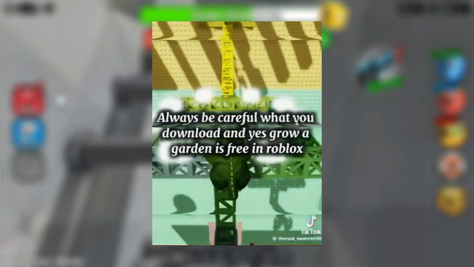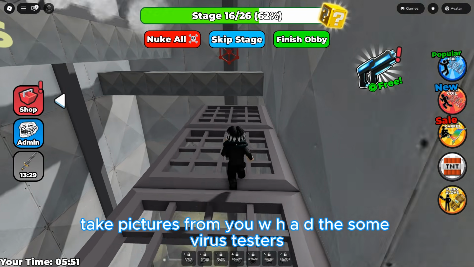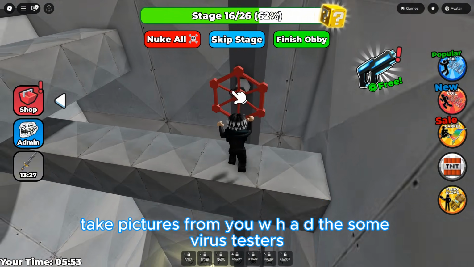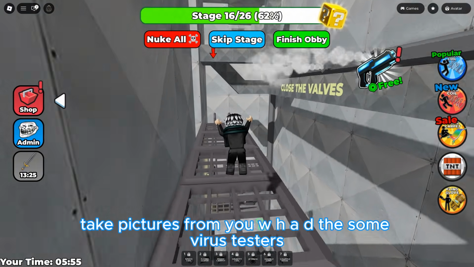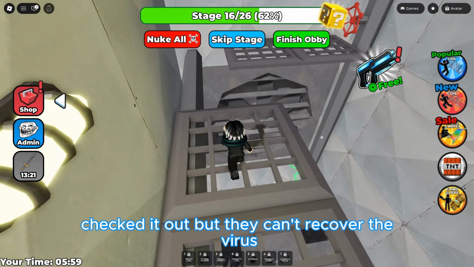And yes, Grow a Garden is free in Roblox. Stay safe. Pictures are from some virus testers. They checked it out, but they can't recover from the virus.